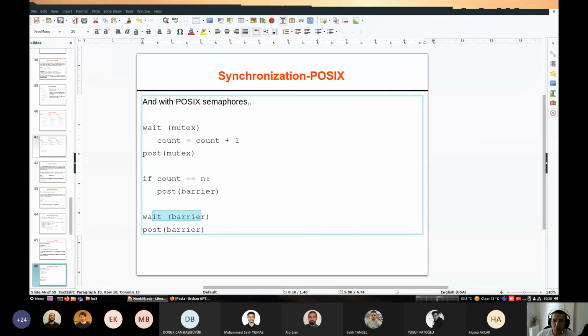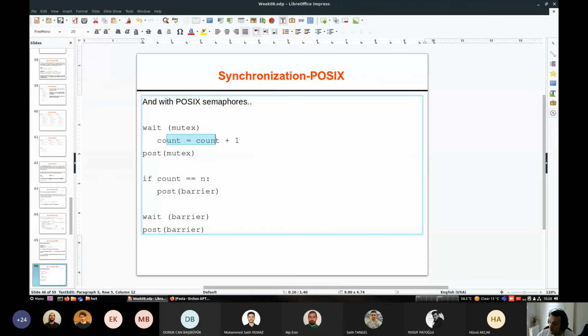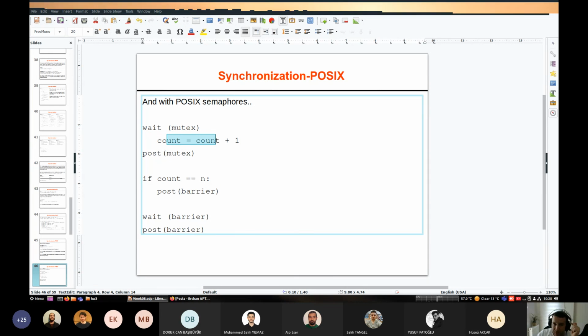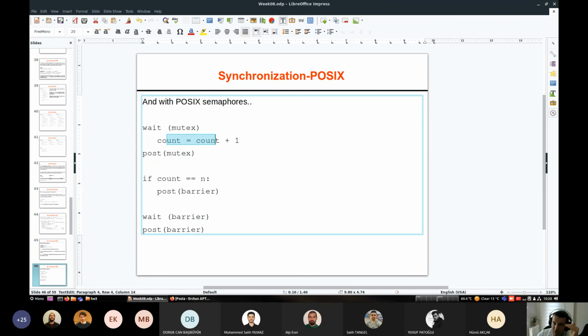The second one will also increase count to 2. It will check whether it is the last process to arrive. No, it's not. It will call wait barrier again. It is also blocked. And this will continue like this all the way until the last process arrives. Now, the last process to arrive at the synchronization barrier will increase count. It will become n. So is count equal to n? Yes, it is. That means you are the last process to arrive. So you will call post barrier. So now the barrier is 1.